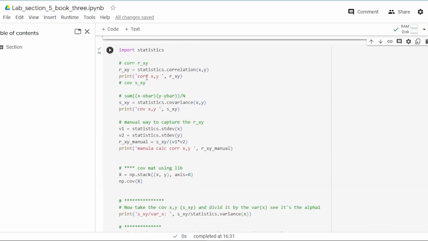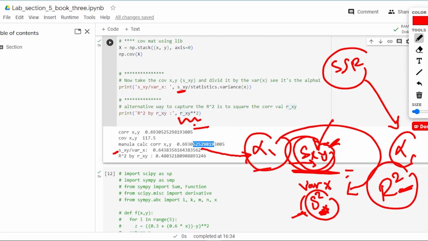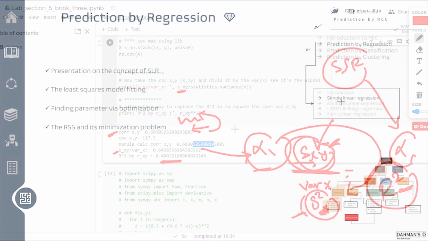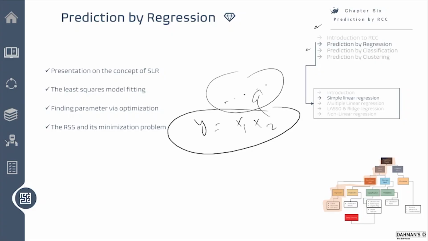Now let's use some statistics. This is manually calculating the correlation, just to show you both of them are the same. This is the library and this is manual. If you square this correlation between X and Y, you will get exactly the same R square value that we captured. Now we're going to move on to multiple linear regression, maybe more than 3-dimensional. That's exactly what we're going to do next. I will see you then.